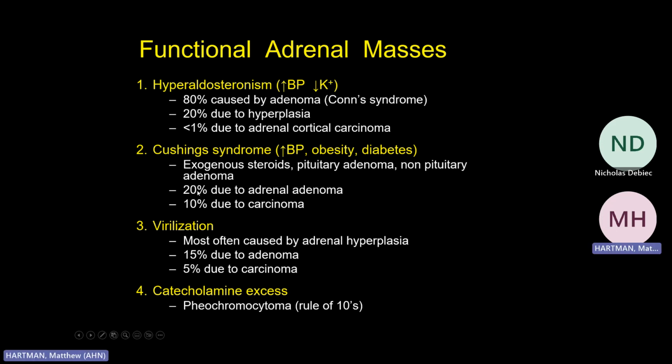In this case, 20% will be adenomas, and the others will be exogenous steroids, pituitary adenoma, or non-pituitary adenoma. Third, virilization, most often caused by adrenal hyperplasia, often in peds patients. And then the fourth, our friend, pheochromocytomas with catecholamine excess. We remember the rule of tens, and we remember to check for VMAs.